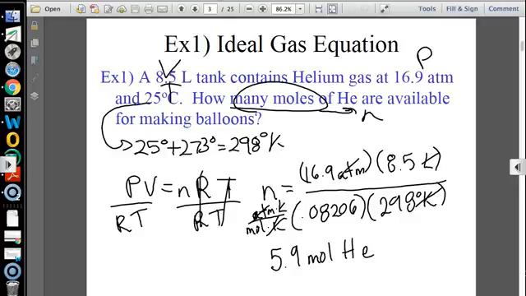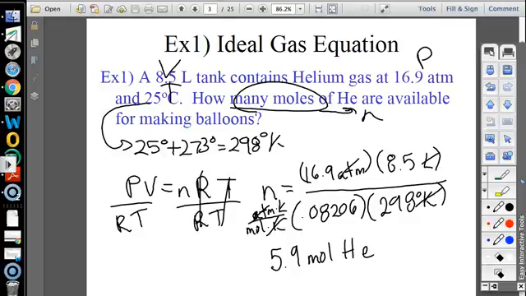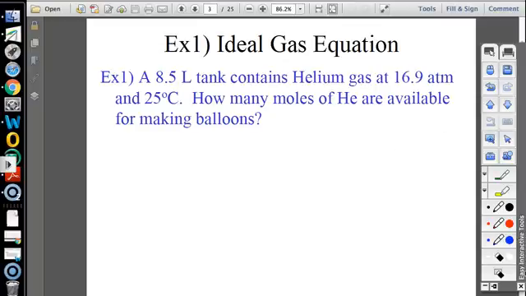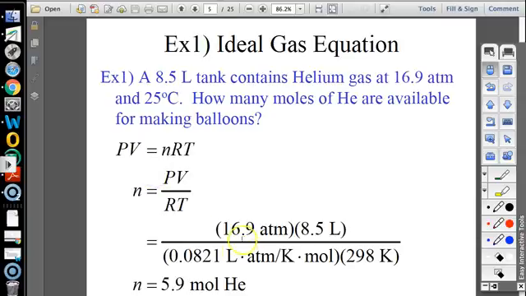But they do cancel, and when problems get more complicated, that's a great checkpoint to make sure that you didn't mess up. But for this class, it's not worth writing all that out for this simple of a problem, because they get much worse. If you want to write it out, you certainly can. Here you can see how Kelvin cancels, liters cancel, atm cancels, and you're left with moles.